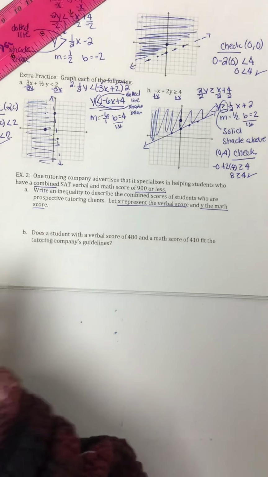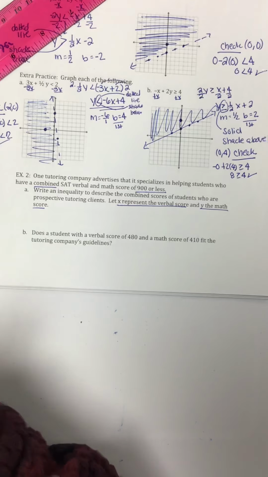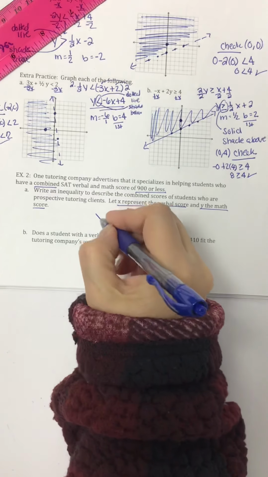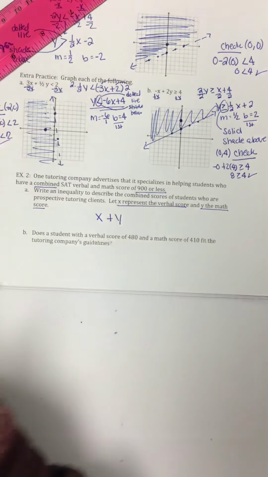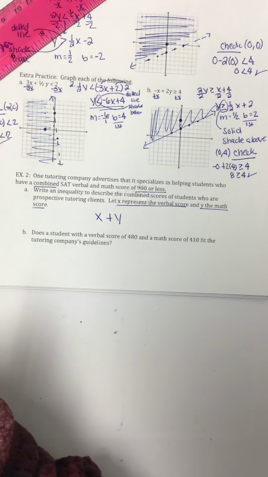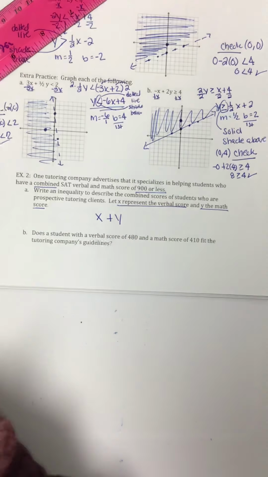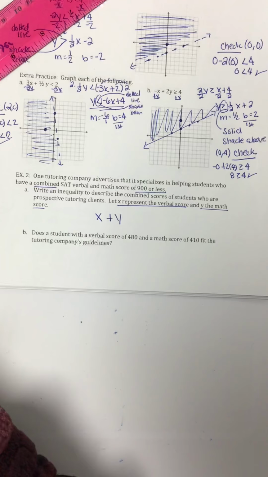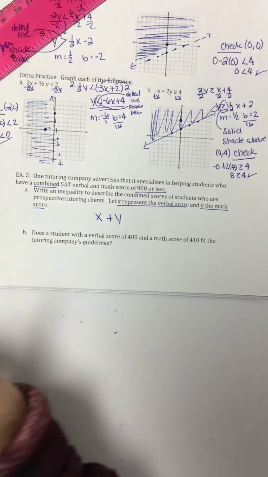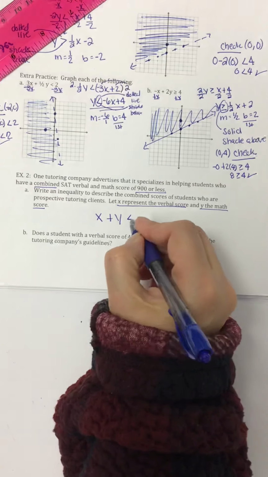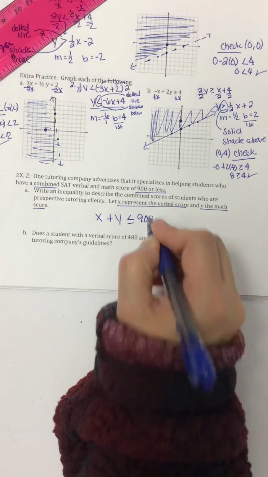So if we're combining them, what do we do with them? Add them. And it's X and Y. So we add X and Y, and what does it tell us? It's got to be 900 or less. So what sign do you think we should put in there? What symbol? So X plus Y is less than or equal to 900.